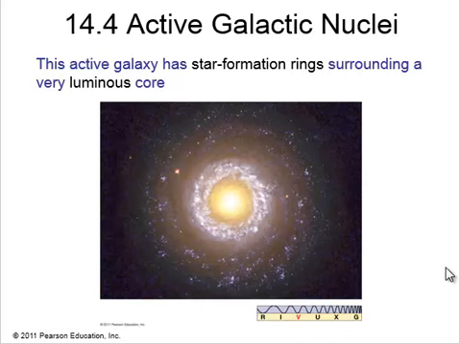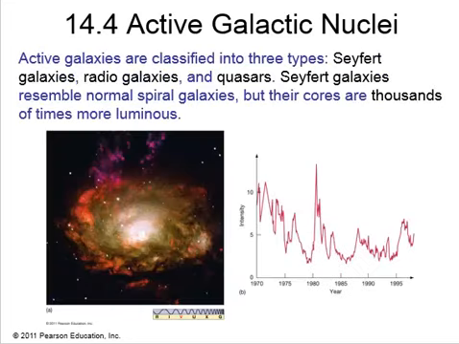And then surrounding it are these rings of blue areas where we're forming stars, but we have a very, very bright yellow core here, and so that's a picture of an active galaxy. Now there are three types of active galaxies depending on the type of radiation that they're emitting or some of their properties. These are called the Seyfert galaxies, named after an astronomer, of course, radio galaxies, and many of you have probably heard of quasars already, but we'll talk about those and what that word actually means.